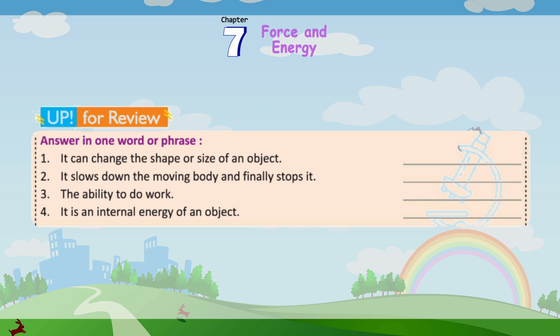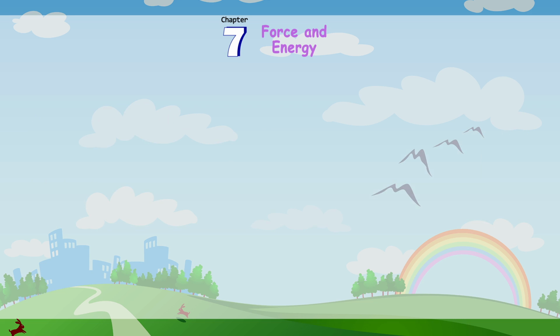Up for review. Answer in one word or phrase. Number one, it can change the shape or size of an object. Number two, it slows down the moving body and finally stops it. Number three, the ability to do work. Number four, it is an internal energy of an object.